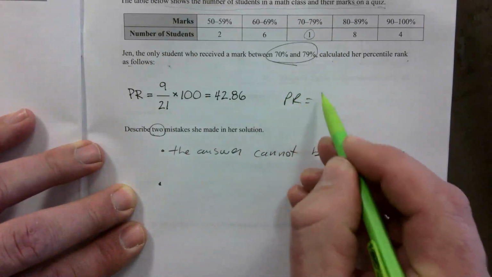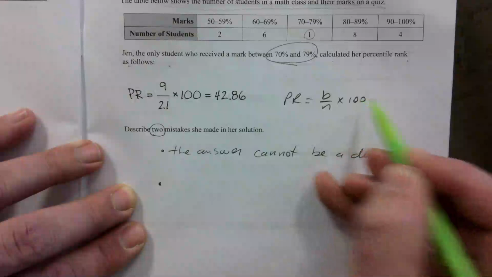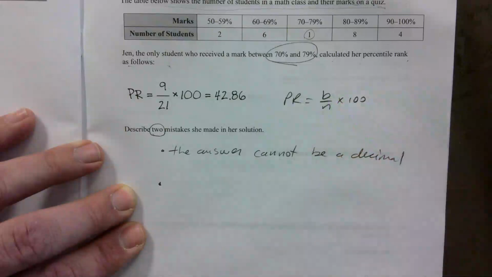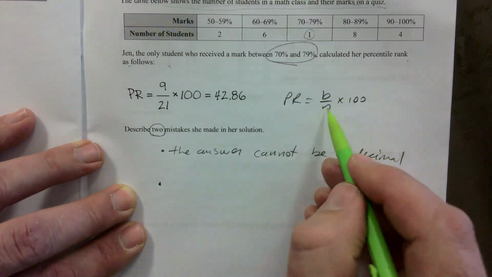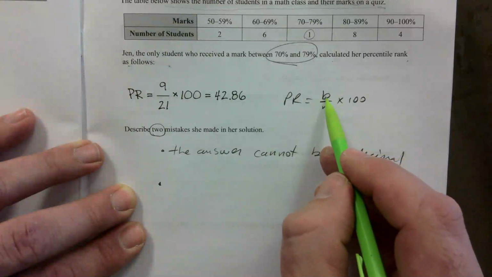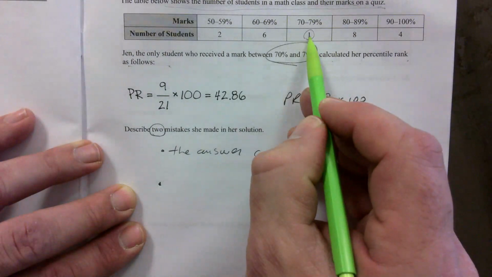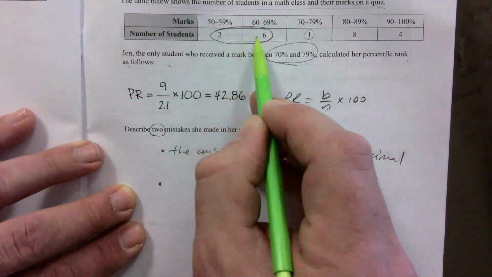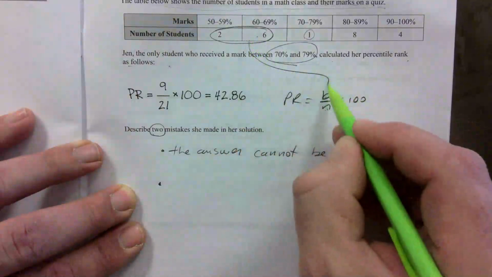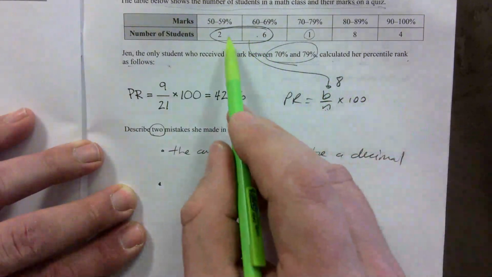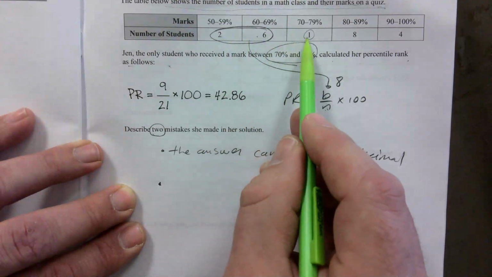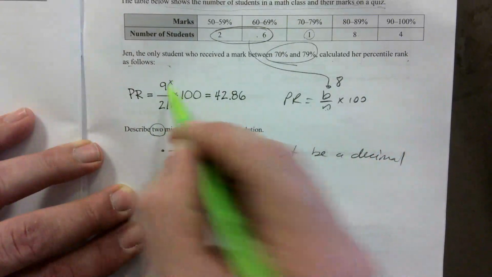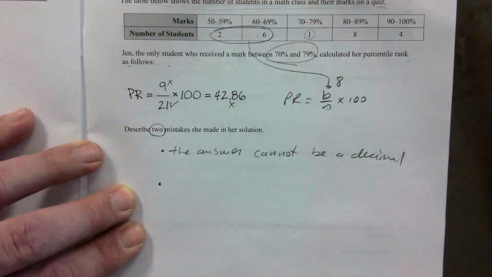Remember that PR is B over N times 100. What does B stand for? The number of values below the score we're looking at, and N is the total. Let's see what B should have been. If this is Jen, between 70 and 79 she scored, then it should only be 6 and 2 is 8. This should have been 8. What about the total? Is that correct? 6 and 2 is 8, 9, 17, 21. So the total is good, but the B is incorrect and the answer is incorrect.